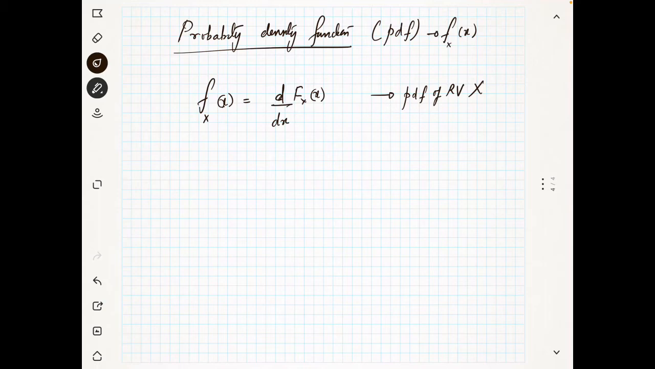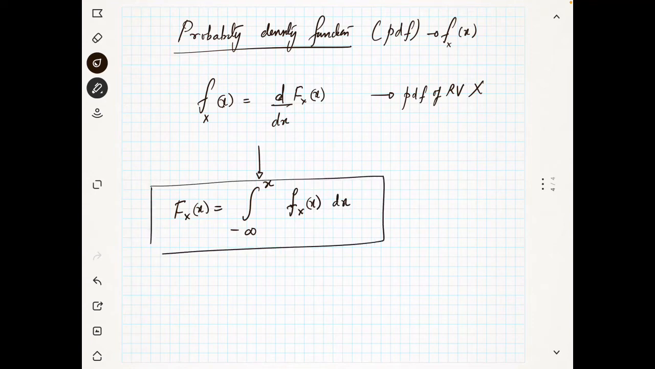Now you can find the inverse relation. How to find small fx(x)? If it is the derivative, then you have to just integrate from minus infinity to x of small fx(x) dx, and then you will get the CDF. This is your capital F, the distribution function. So this is the distribution and this is the density. So don't confuse. If you integrate the density, then you will get the whole distribution. That's it.